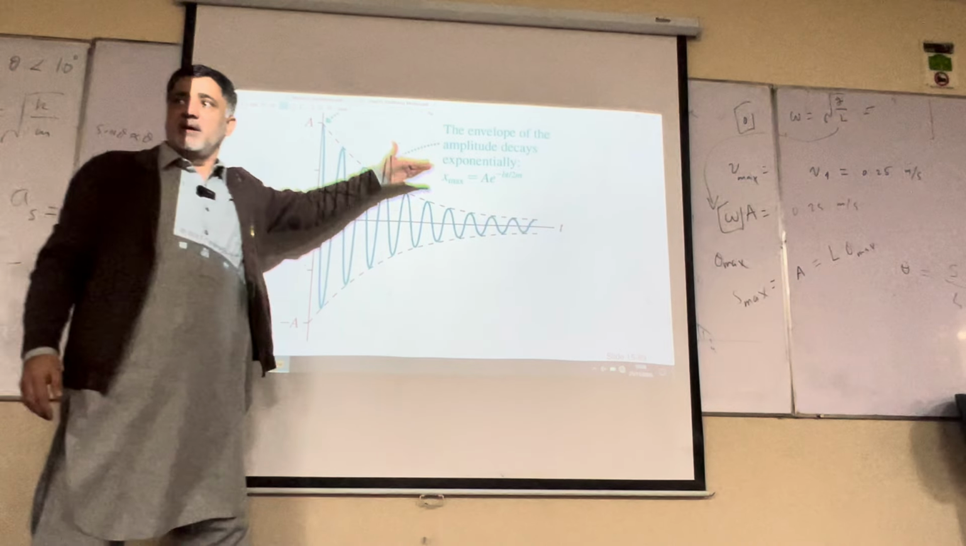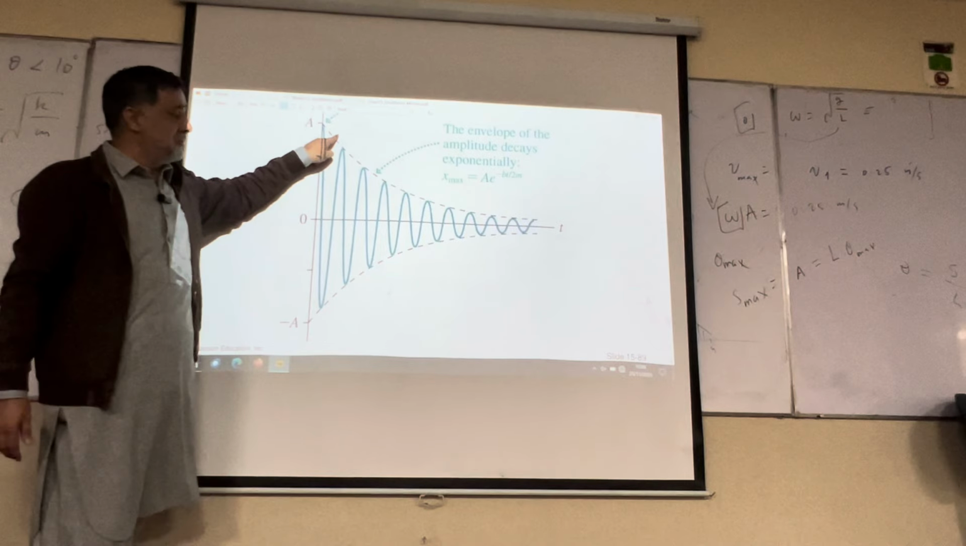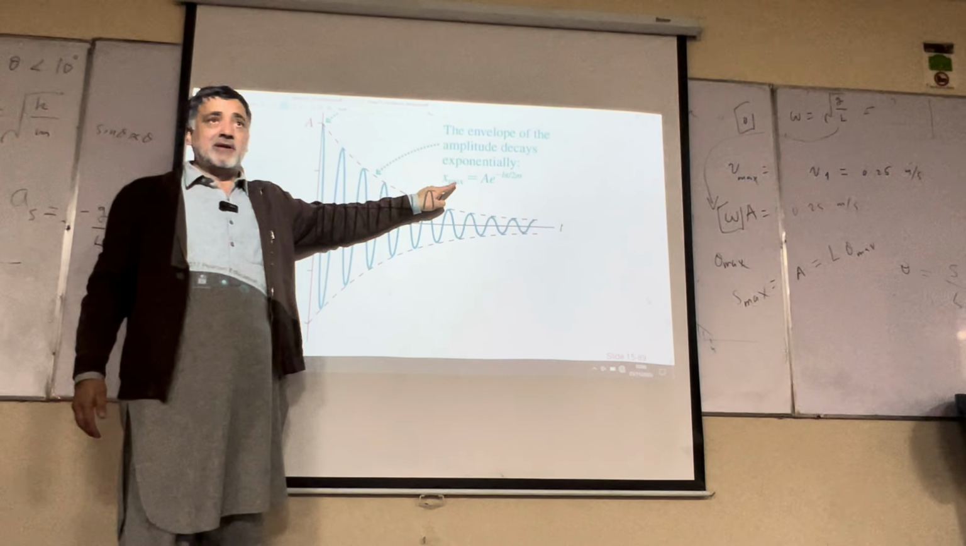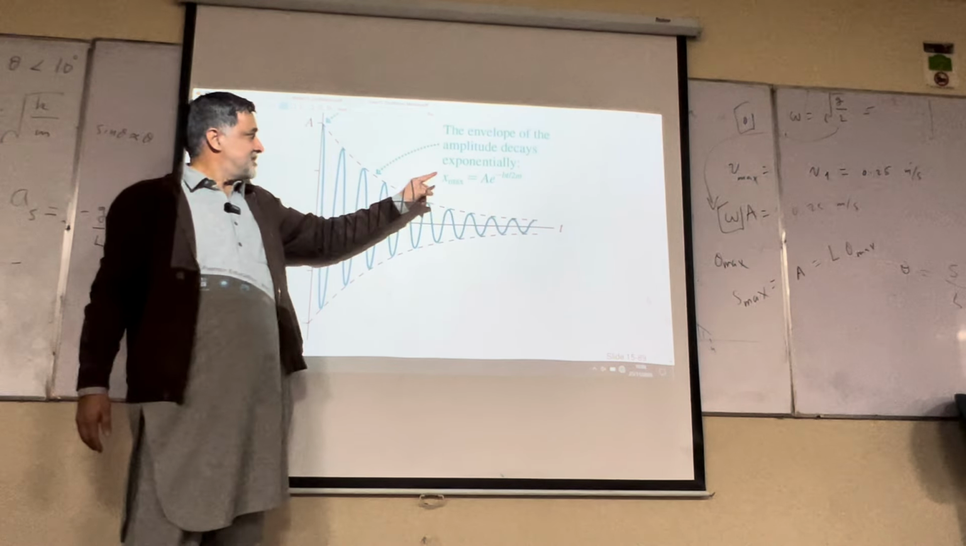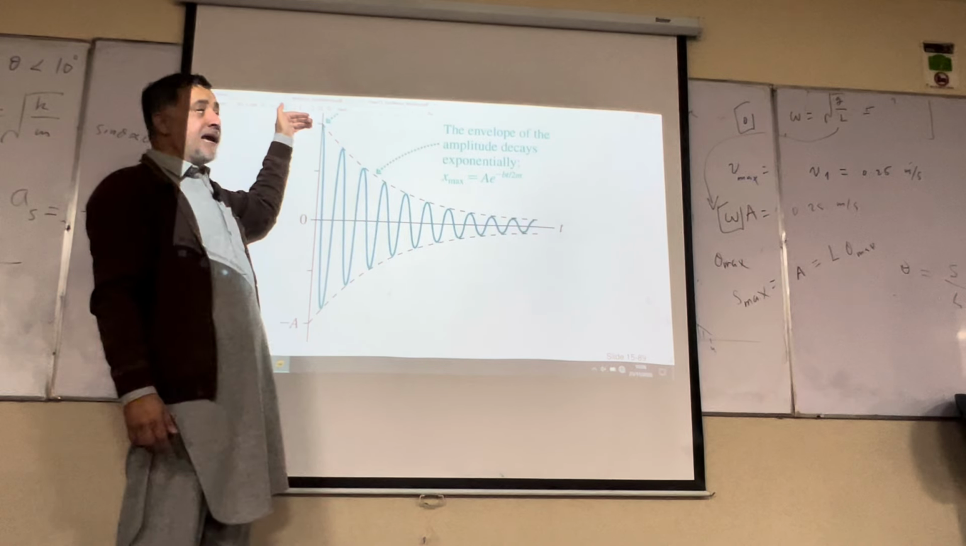Instead of having oscillation of the same amplitude, that amplitude is now changing, and you can even have a formula for the amplitude. Instead of calling it A, we will now call it X max, and that X max changes with time. So it still has A in it, but that A gets smaller and smaller with time, right?